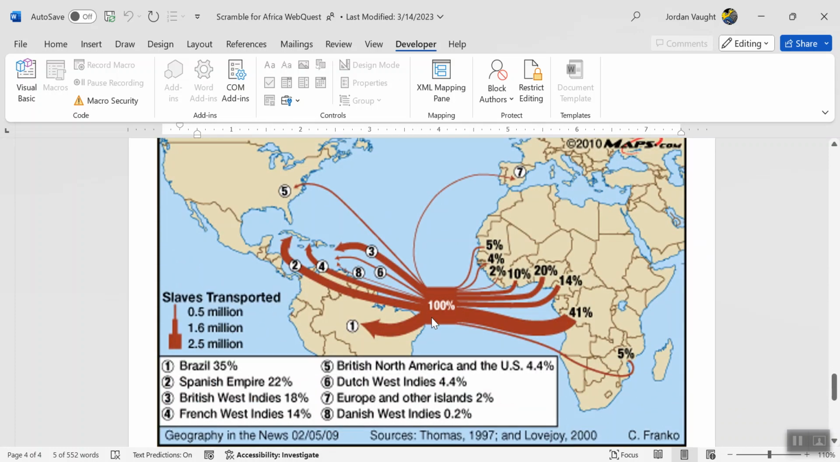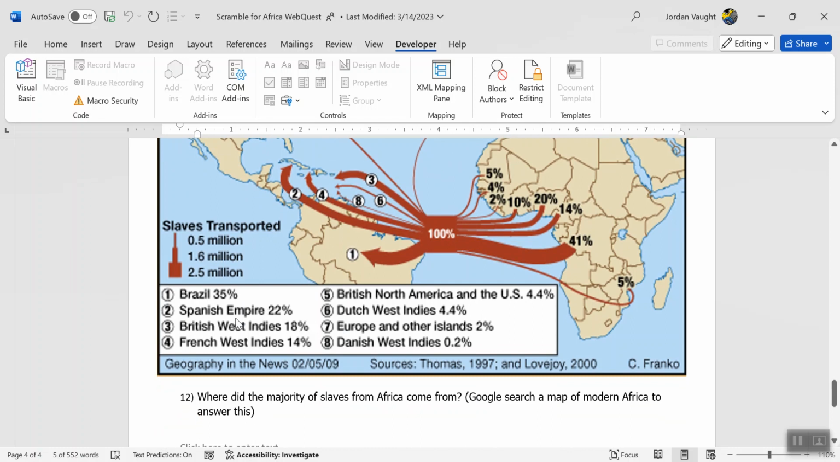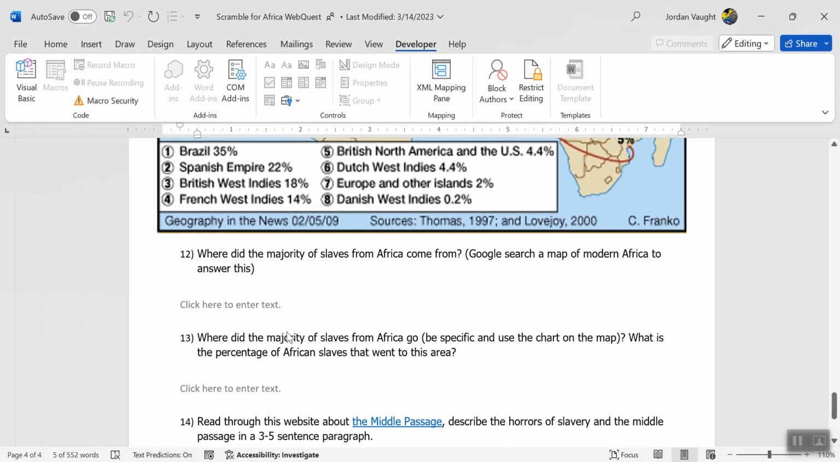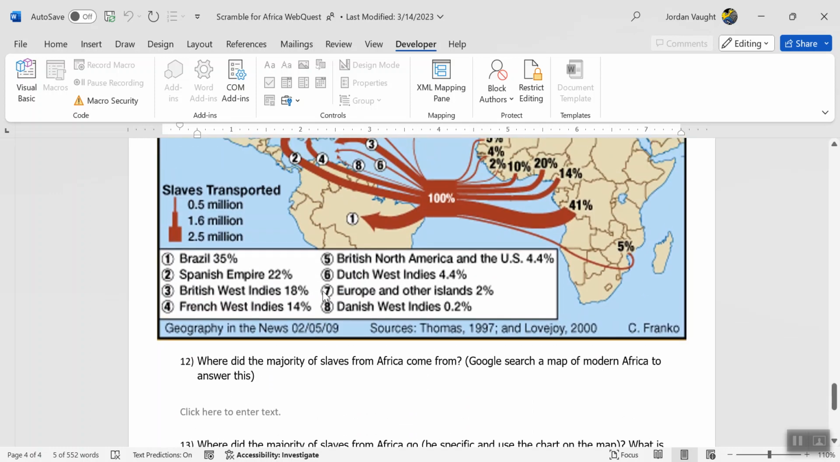Then it's going down here to kind of describe more about the dynamics of the slave trade. Now, a lot of people think that it was just North America. It was not. It was both South and North America getting slaves. So it tells you a little bit about the percentages here. So read that map, read the key here to answer the questions right here, all right? And then use Google search to find the modern. You can use my book too. Basically, where do the majority of slaves come from? What country today? What do we call it?